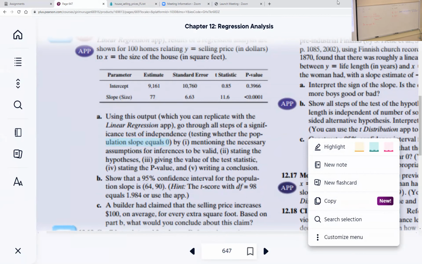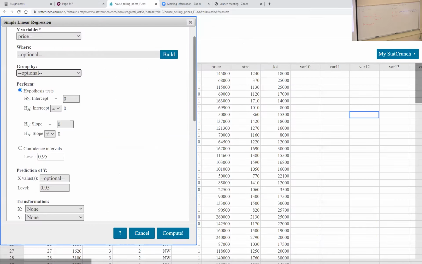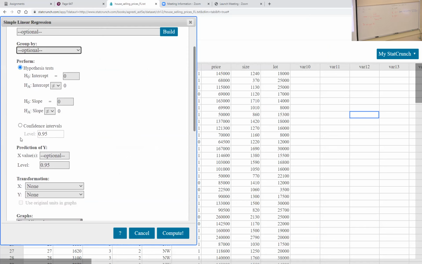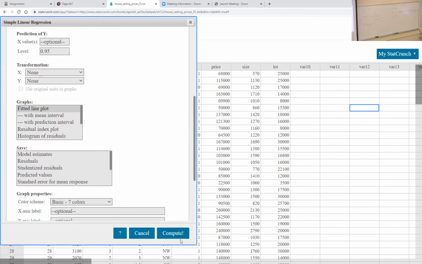So in StatCrunch, of the two, we have the first case and the second case, which is confidence intervals. We'll talk about that later. So the first one will test to see if intercept is 0 versus intercept not equal to 0. The second, slope is equal to 0 versus slope not equal to 0. That's good enough. You can ignore the rest and just hit compute.